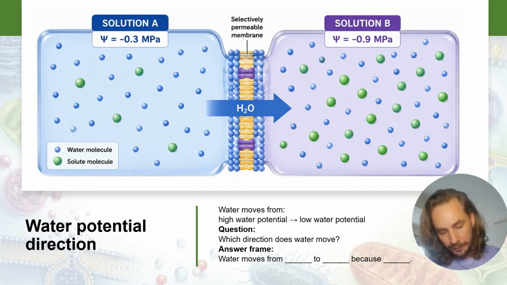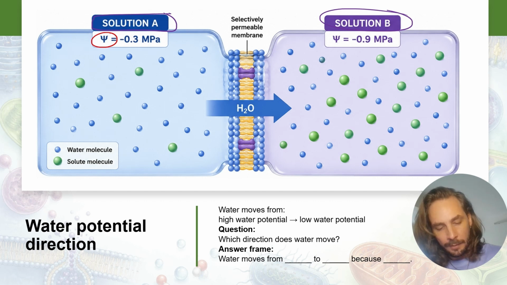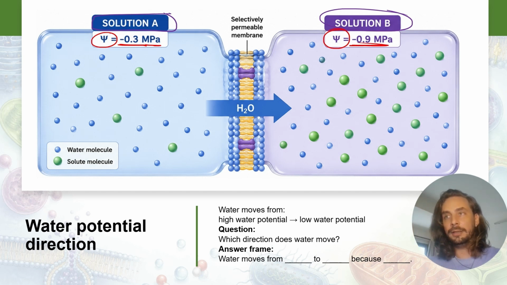Let's do this example. So here is solution A, and solution B. This solution has a water potential of minus 0.3 megapascal, and this one has a water potential of minus 0.9.